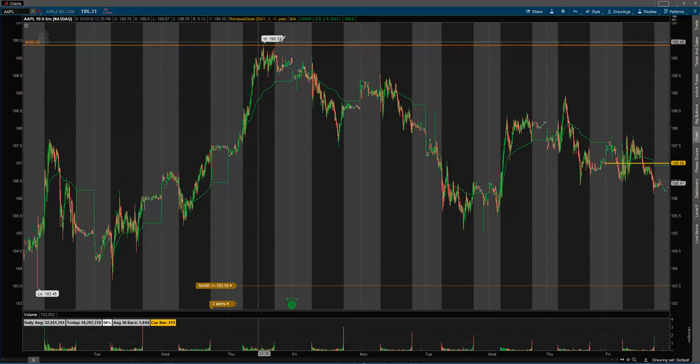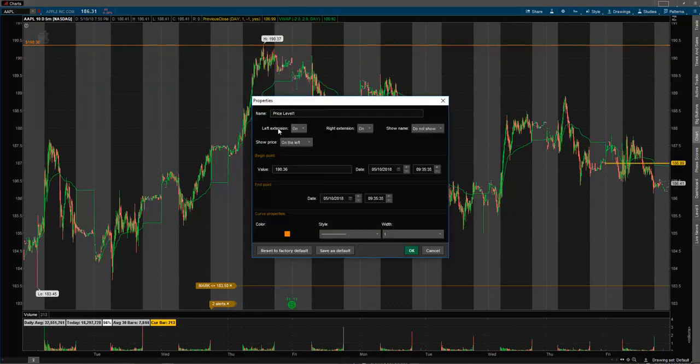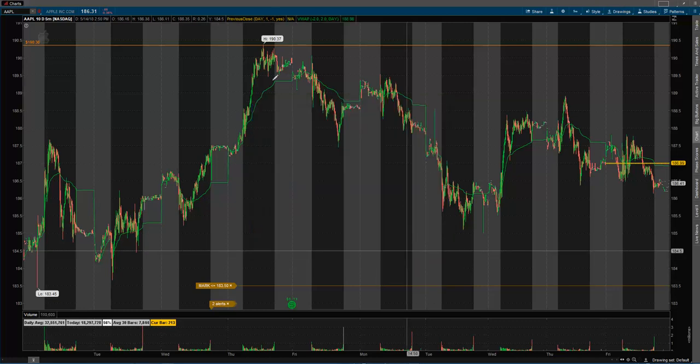This is not going to default like this, but when you just literally put a price level on the chart, you right click, go to edit properties, and then you can turn on the extension. It's going to be off by default. You just say on, and then on for both left and right, and then you should put the price wherever you want it to show. I say show on left. You can make it whatever color, style, and width you want, then save as default. When you save it as the default, that means every time you use this, it'll automatically appear this way. So this was the high this day, right?